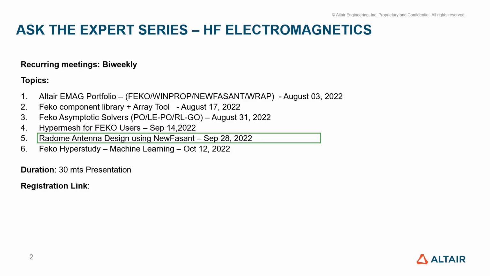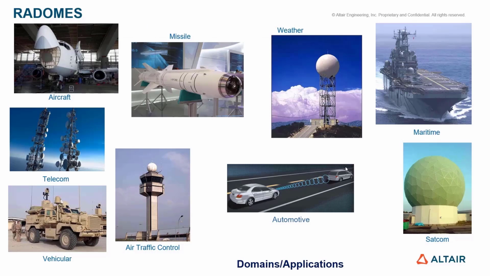Thank you. In this session, we'll be talking about radome antenna design using newFASANT. Radomes are nothing but radar domes. These are protective structures for the antennas and associated electronics from the surrounding environment and elements such as rain, snow, ultraviolet light, and strong wind. The word radome is derived from radar and dome. They combined radar and dome to make the word radome.